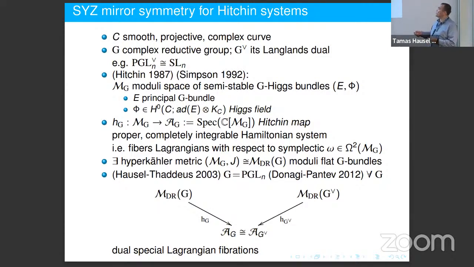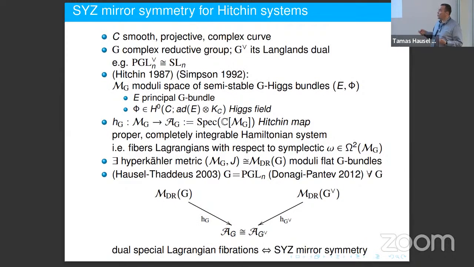But if you change the complex structure, sometimes it's called a hyperkähler rotation, you get dual special Lagrangian fibrations, which is precisely the geometrical suggestion of Strominger-Yau-Zaslow in '96, which was proposed as a geometrical way to think about mirror partners for Calabi-Yau projective threefolds.